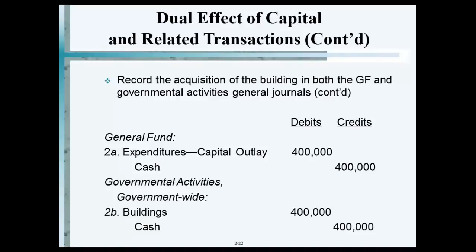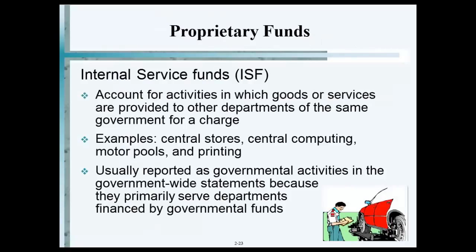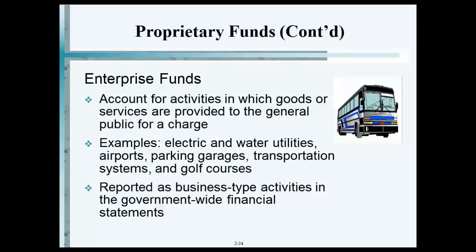Under the governmental activities, this is what you would have done, okay? And internal service fund, we went through this. These are the activities which are internal business report activities. I won't go into this too much. Enterprise funds, let me just explain to you. So proprietary funds are divided into two activities, right? Internal service fund and enterprise funds. And enterprise funds are your business type activities. These are your electric, water utilities, parking garages, transportation systems, golf courses.